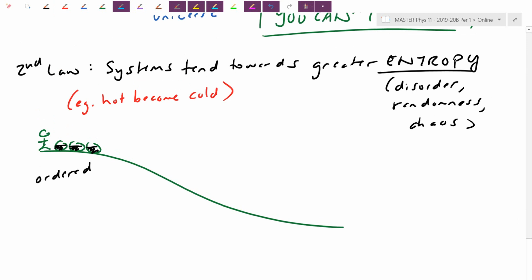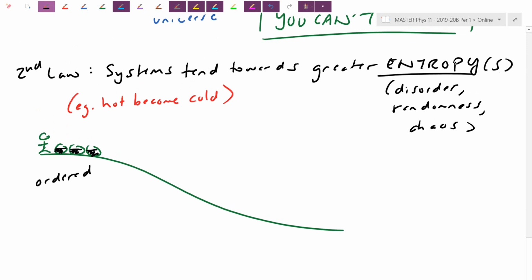Entropy, we're going to use capital S for it, is defined as disorder, non-order. This one here is ordered. That means I have very low entropy. I have low chaos because it's very orderly. My experiment here is very simple. I'm just going to roll these balls down the hill.